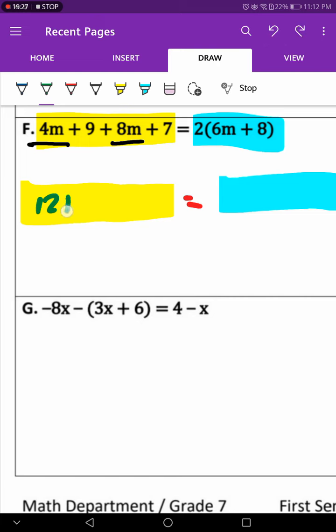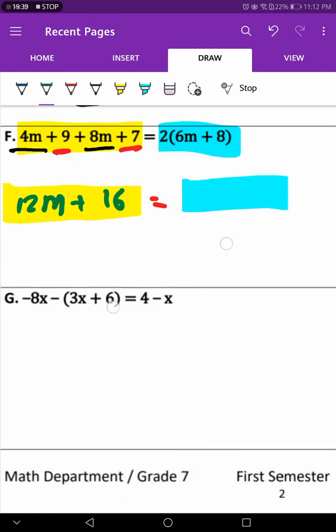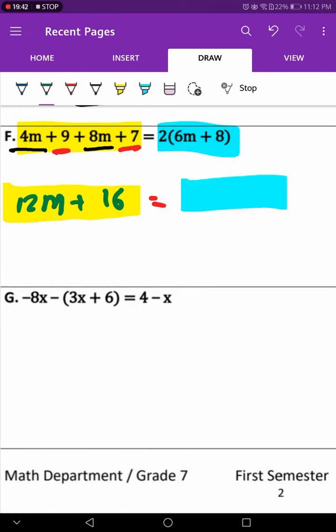Let me write it correctly, or neatly. Okay, and I have 9 and 7, it will be 16. And in the right side I have to break the parentheses. Go ahead. 2 multiplied by 6m equals 12m.